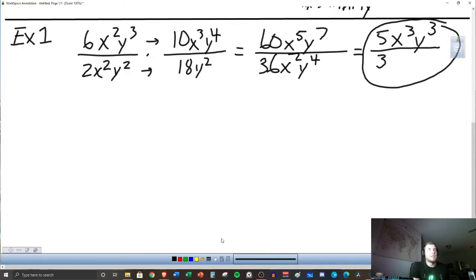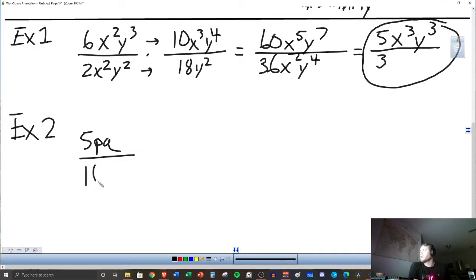Let's do a division example. So dividing. We're going to do one just like that. So 5pq over 16p cubed. Then we're going to divide, and then we're going to do 35p squared q squared over 8q to the 5th.